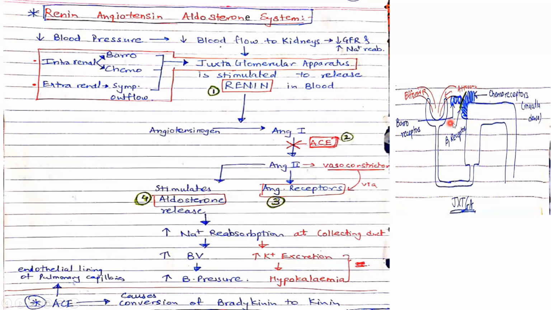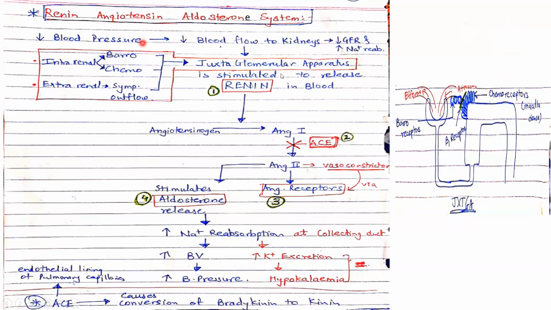Okay. And plus, in between these two, there are beta 1 receptors which receive sympathetic outflow because there is an overall blood pressure decrease. So the sympathetic system gets stimulated and sets these beta 1 receptors in action. So baroreceptors, beta 1 receptors, and your chemoreceptors, they all together start secreting renin, and this renin enters the blood.